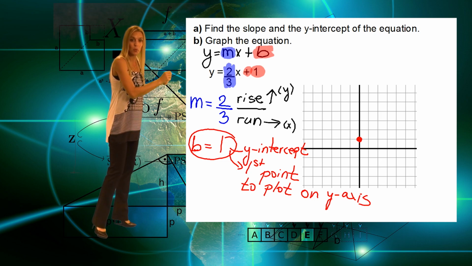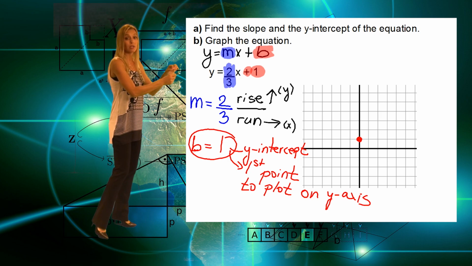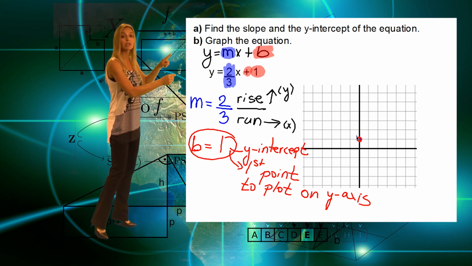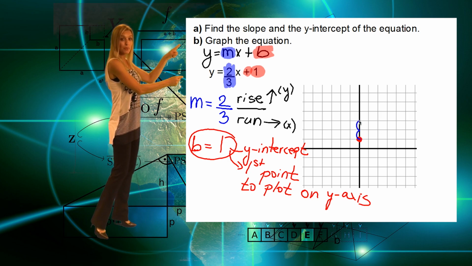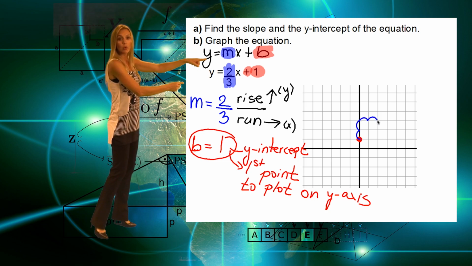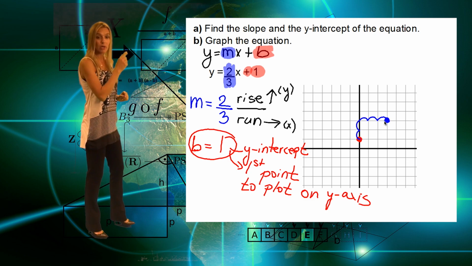So from my first point, I am going to go from the y-intercept. I'm going to find my second point following my slope. I went 2 units up, and then I go 3 units over. And that is my next point. I found my next point.